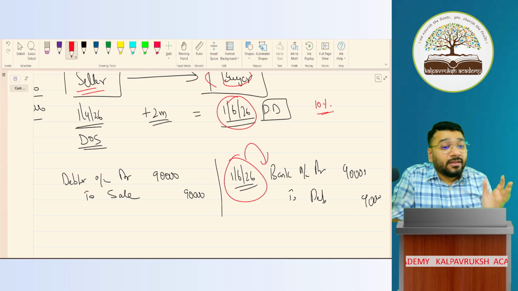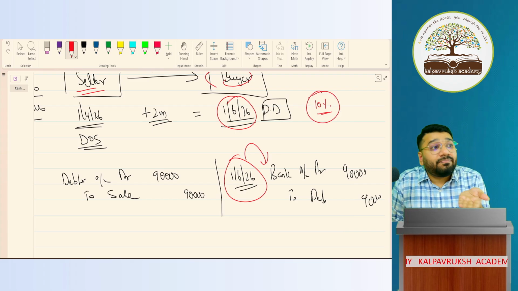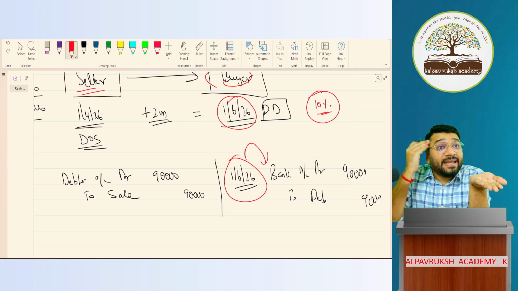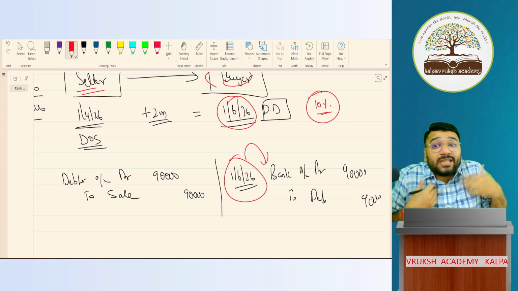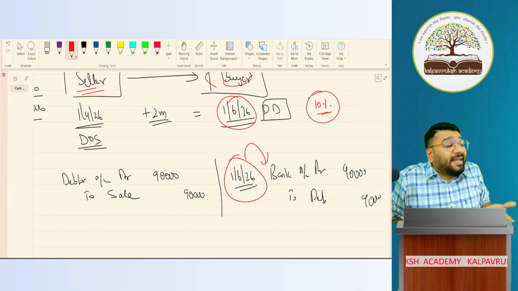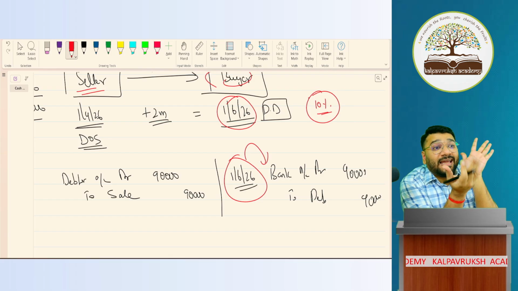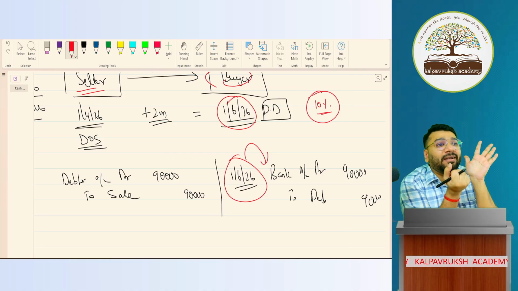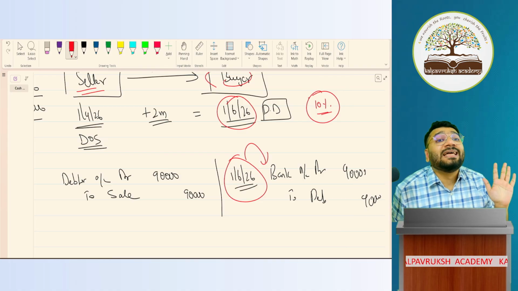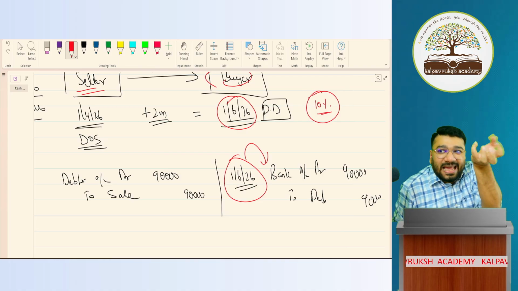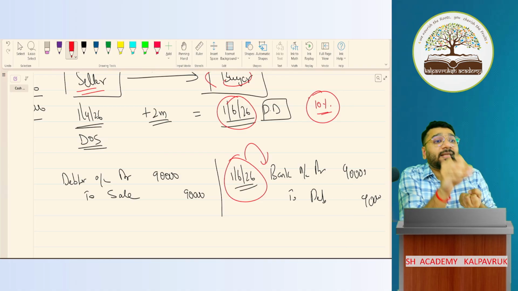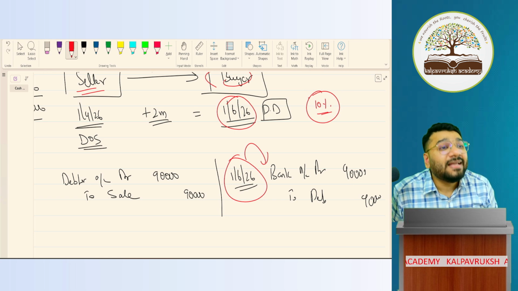Now tell me, when I offered as a seller a 10% discount to the customer, what is my intention for giving this 10% discount? My intention was collection of money. So this discount is associated with the collection, associated with the payment. So this kind of discount is called a cash discount. To collect cash from my customer, I offer a discount. That kind of discount is called a cash discount.